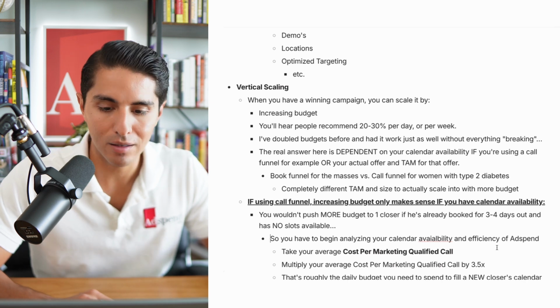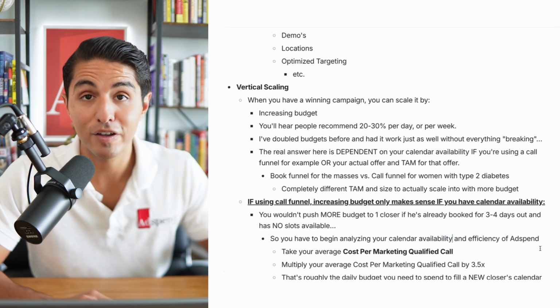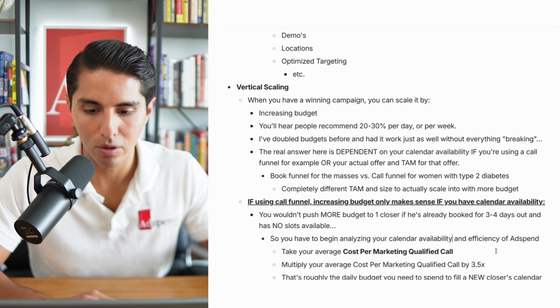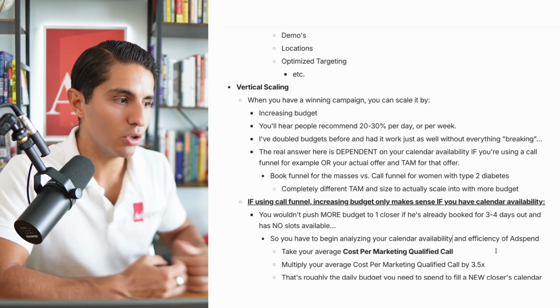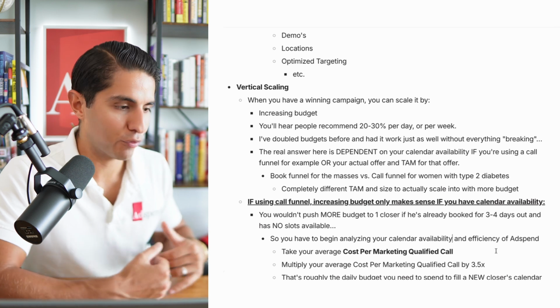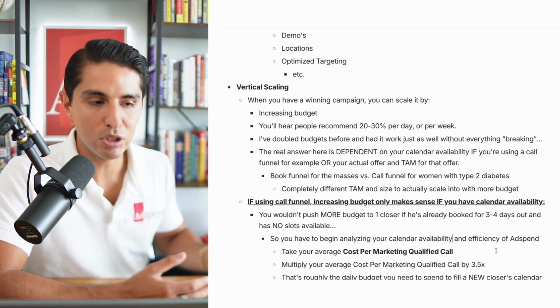So you have to begin analyzing your calendar availability and efficiency for your ad spend if you're using a book a call funnel, right? If you're just selling a low ticket type offer that's a one-time purchase, there's no salesperson, there's no friction, they can just buy it right away. Obviously, you can just keep doubling budgets.